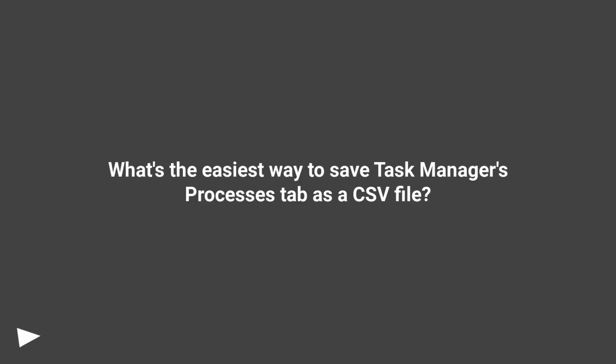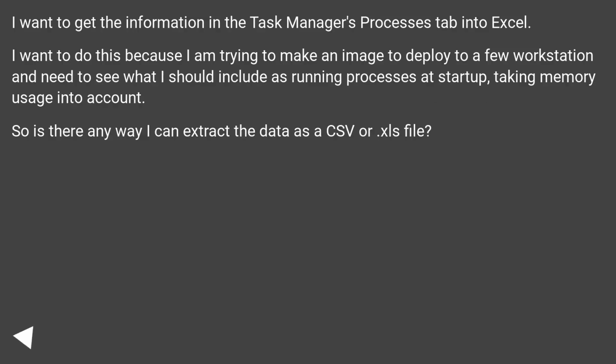What's the easiest way to save Task Manager's Processes tab as a CSV file? I want to get the information in the Task Manager's Processes tab into Excel.